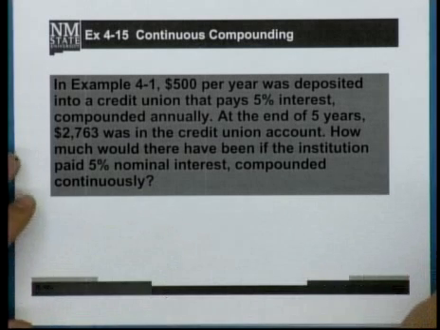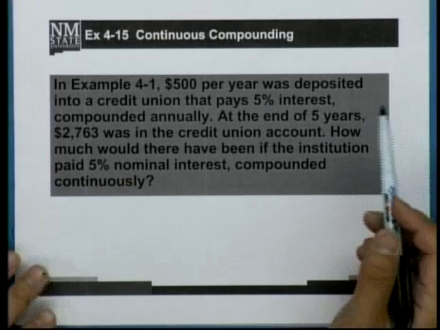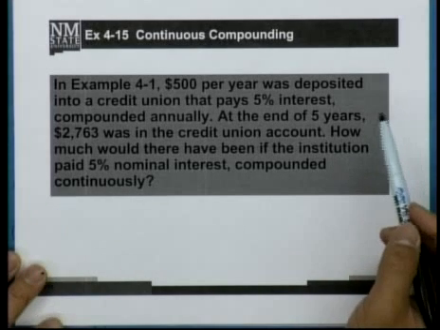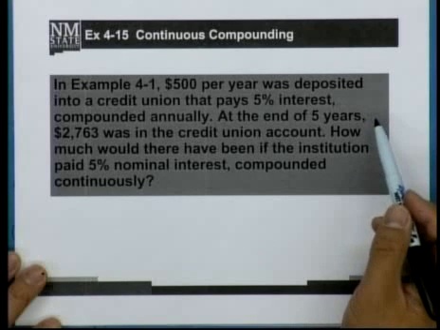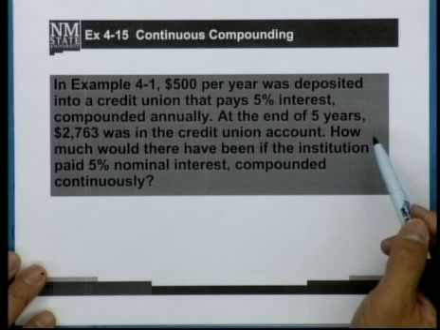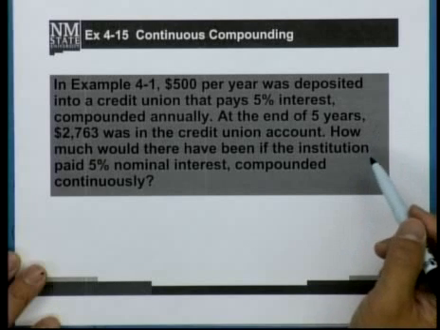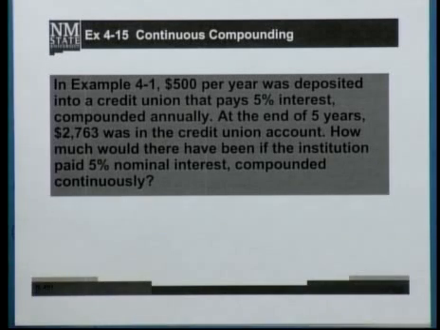So in example 4-1, $500 per year was deposited into a credit union that pays 5% interest compounded annually. At the end of 5 years, $2,763 was in the credit union account. How much would there have been if the institution paid 5% nominal interest compounded continuously?